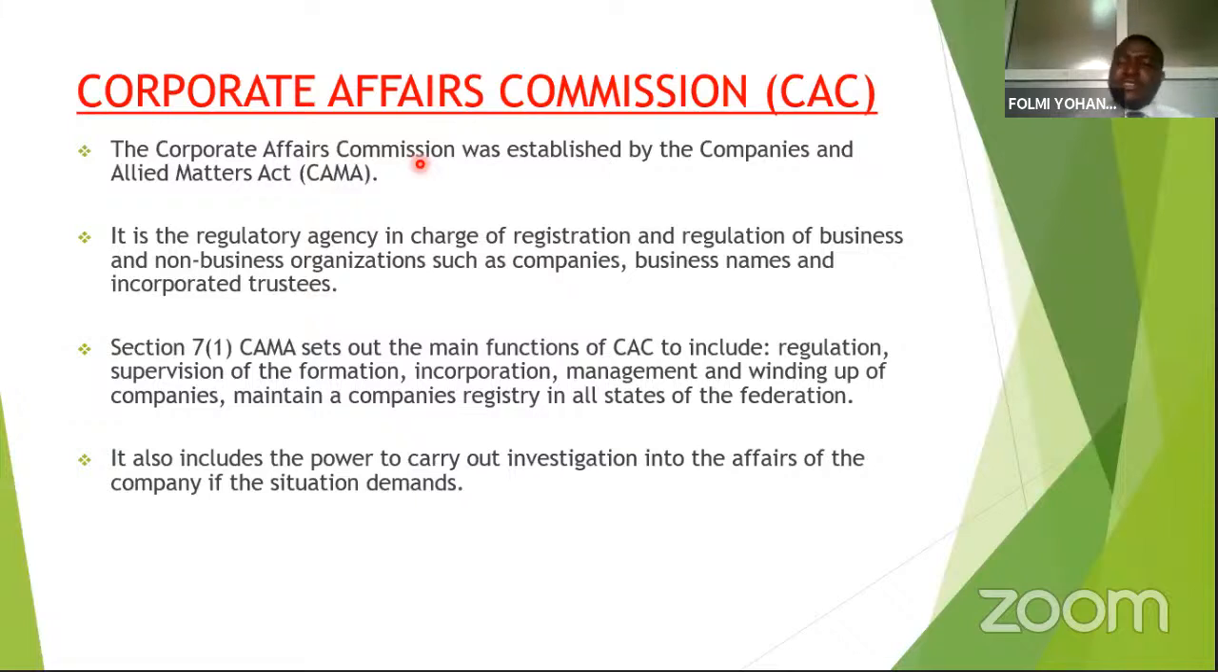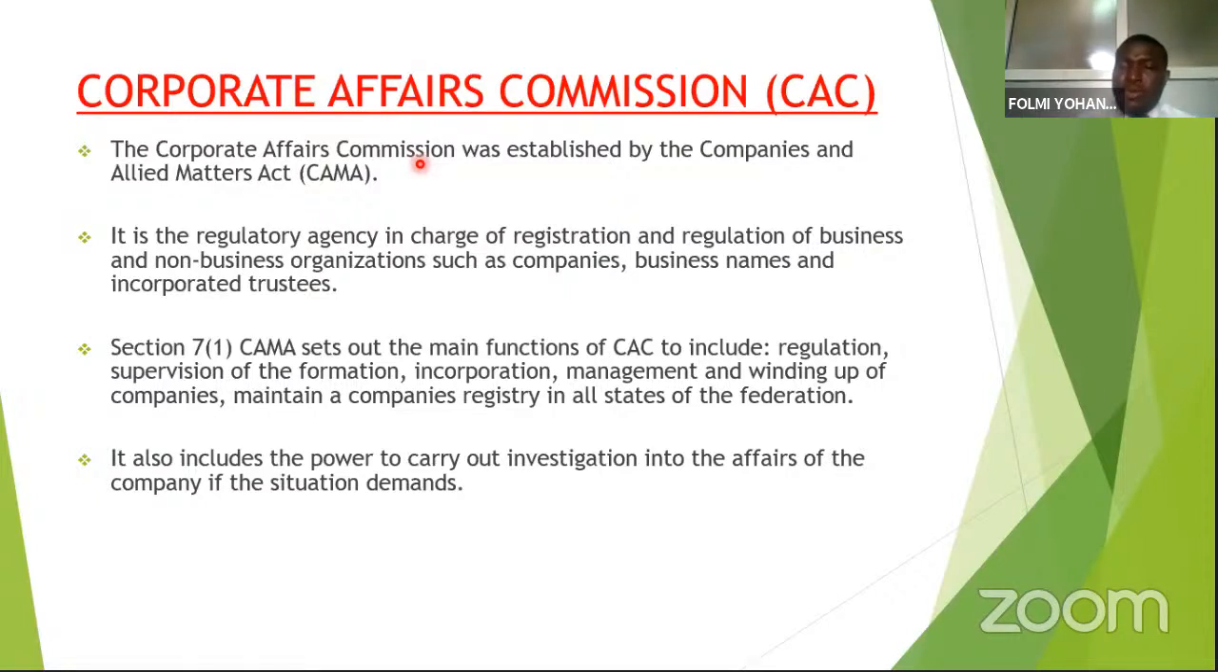So if you want to register your business or non-business organizations, like NGOs, churches, mosques, it is the responsibility of the CAC. The CAC will take care of that for you. That's why we have the Corporate Affairs Commission. And by virtue of Section 7(1) of the CAMA 2020 as amended, it sets out the main functions of CAC to include regulation and supervision of the formation, incorporation, management, and winding up of companies, and maintaining a company's registry in all states of the federation.